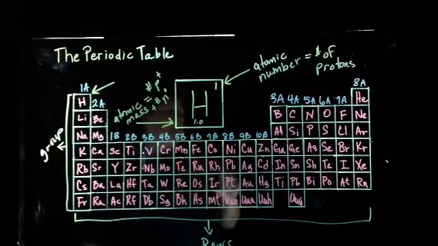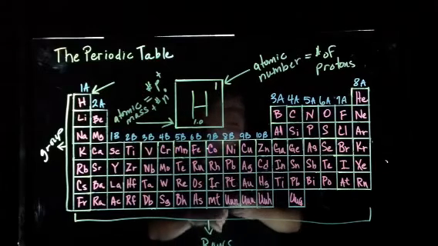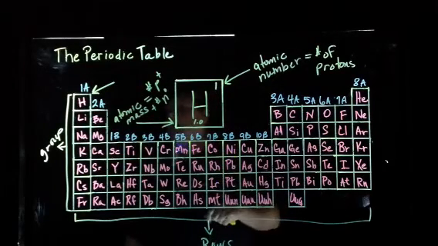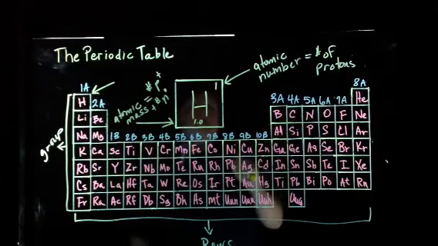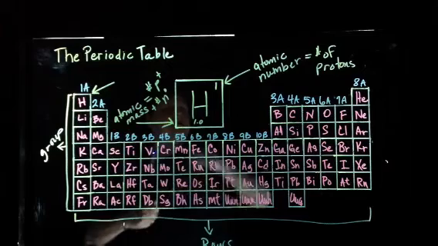If you look at the periodic table, you will see that every element has its own place within the table, and each part of the table has its symbol, its atomic mass, and its atomic number.